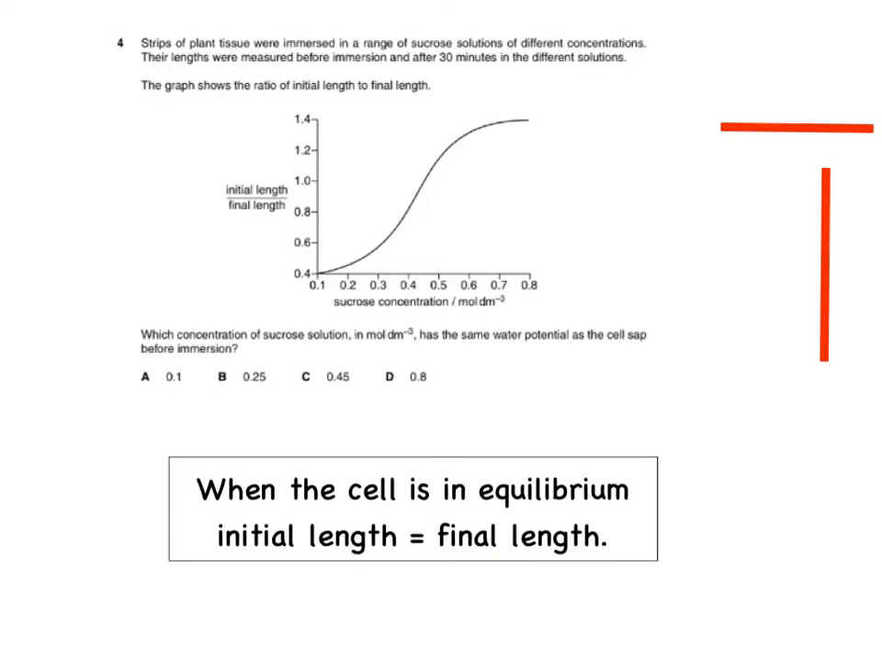In this question, the graph is looking at the change in the length of some plant tissue depending on the concentration of sucrose solution that they were placed in. The question is asking you to identify which concentration of sucrose has the same water potential as the cell sat before immersion, i.e. which concentration of sucrose solution finds the plant tissue in equilibrium.